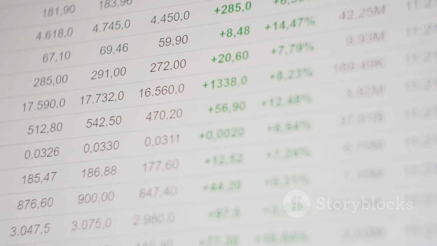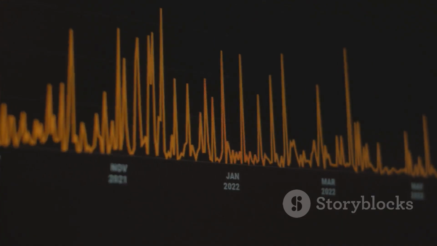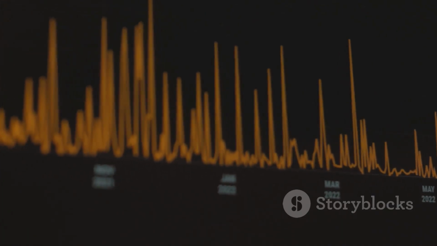Here's how it works. The Sharpe ratio is calculated by taking the difference between the returns of the investment and the risk-free rate. Think of something super stable like US Treasury bonds, and then dividing that by the standard deviation of the investment's returns. That's a fancy way of saying how much the return on the investment is deviating from the average. So why should you care?